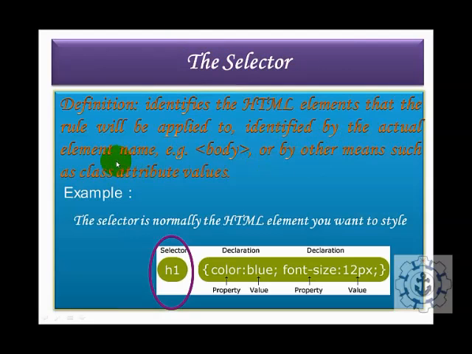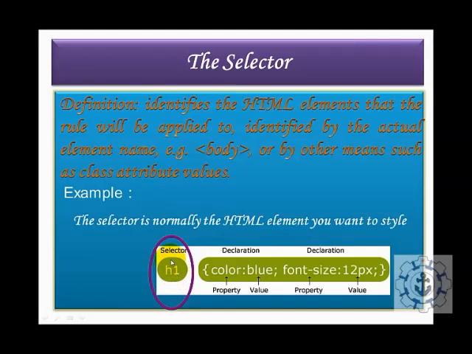It is identified by the actual element name, for example body. You can use an HTML element as the selector, or you can use other names such as class, ID or identifier, or attributes and values. So here is the example. The selector is normally the HTML element you want to style. For example, now I want to redefine the style of H1. H1 is an HTML tag. Now I'm going to redefine the style for H1.